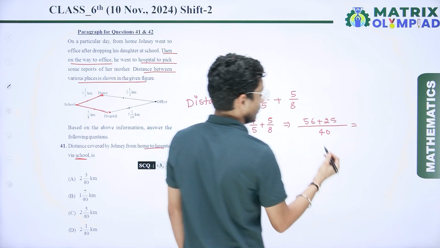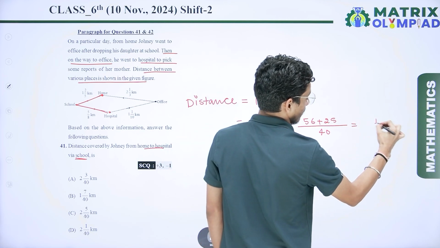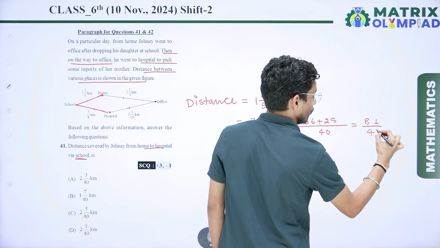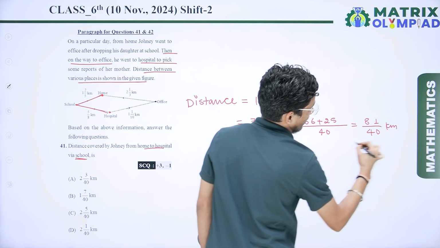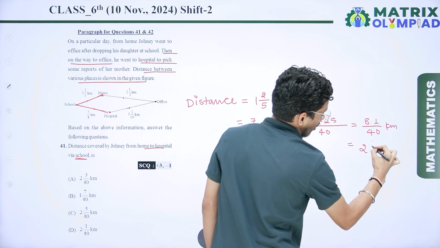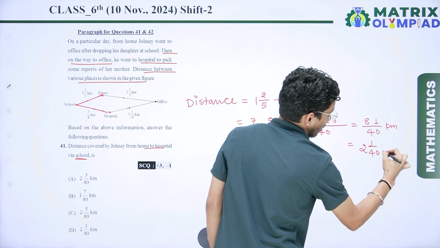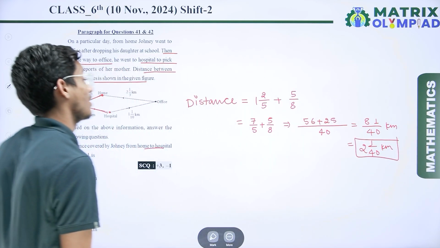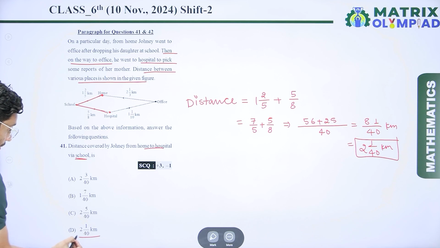So if I add here, I get 6 and 5 is 11, carry 1, 5 and 2 is 7, 7 and 1 is 8, 81 upon 40 kilometer. And if I simplify, then I can write it as 2 and 1 by 40 kilometer. So check which option is correct, 2 and 1 by 40 kilometer. So here 2 and 1 by 40 kilometer, it means option number D is the correct answer over here.